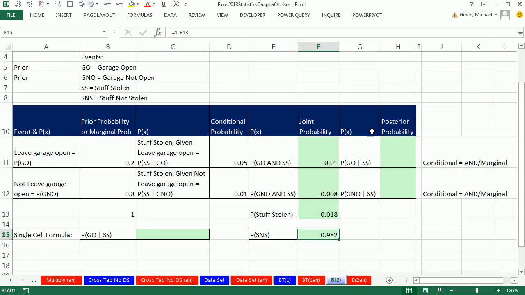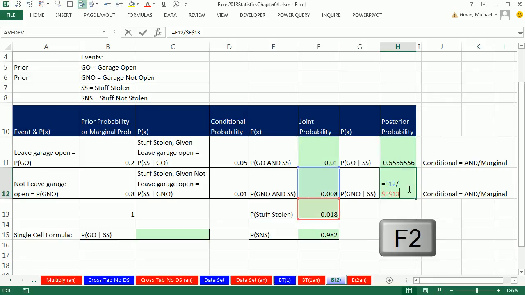Now, I'm going to calculate our posterior probability. What's the probability that the garage was left open given that stuff was stolen? "And" divided by our marginal, F4. Control-Enter, copy it down. F2, we have now the probability that garage was not left open given that the stuff was stolen.